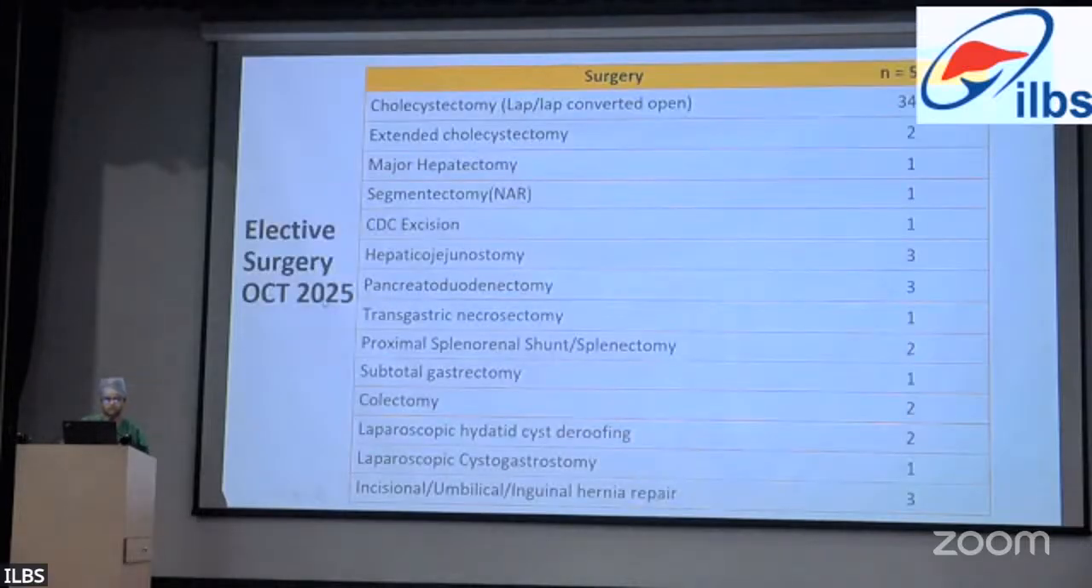Elective surgeries done in October 2025: a total of 34 laparoscopic cholecystectomies and major resections, like 1 major hepatectomy, 2 extended cholecystectomies, and other surgeries like 1 non-anatomical resection and CBD excision. 3 hepaticojejunostomies and 3 Whipples were done, and a few others: 2 laparoscopic hydatid cyst deroofings, and around 3 umbilical hernia and incisional hernia repairs.